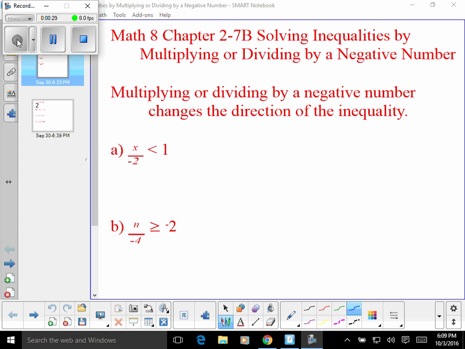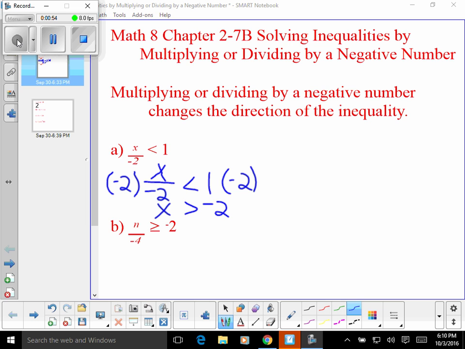Let's look at example A. Example A is a division inequality. I need to multiply both sides by -2. Because I am multiplying by a negative number, the inequality is going to change direction from a less than to a greater than. The answer will be x is greater than -2.